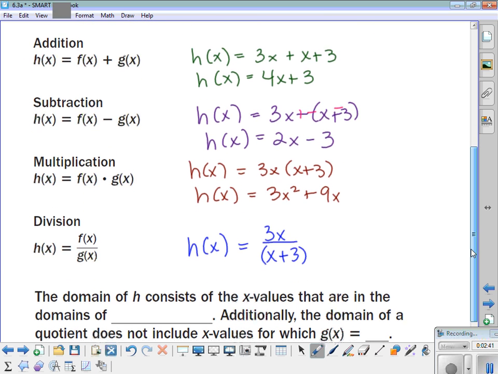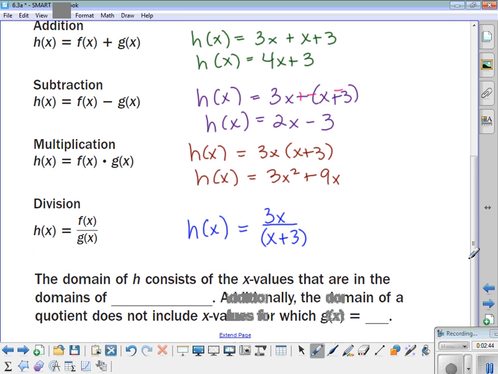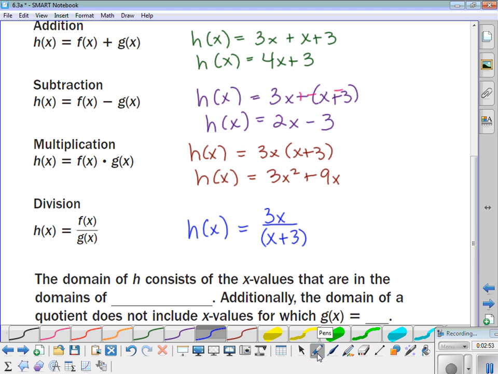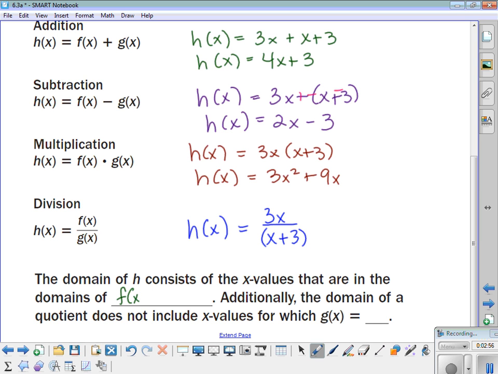So when we're thinking of domain for these, the domain for function h consists of the x values that are in the domains of function f and function g. So f and g. And additionally, when you have a quotient, like our last one there, it does not include the x values for which g of x would equal 0. How come we don't want g of x to equal 0? Where is the g of x on my division problem? It's on the bottom. Can we divide by 0?